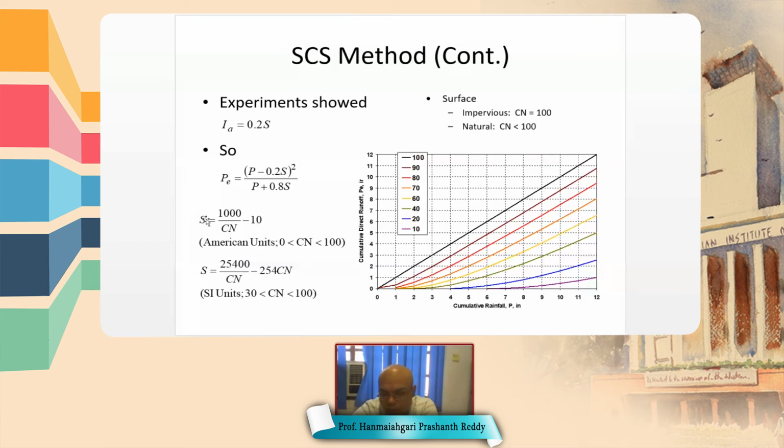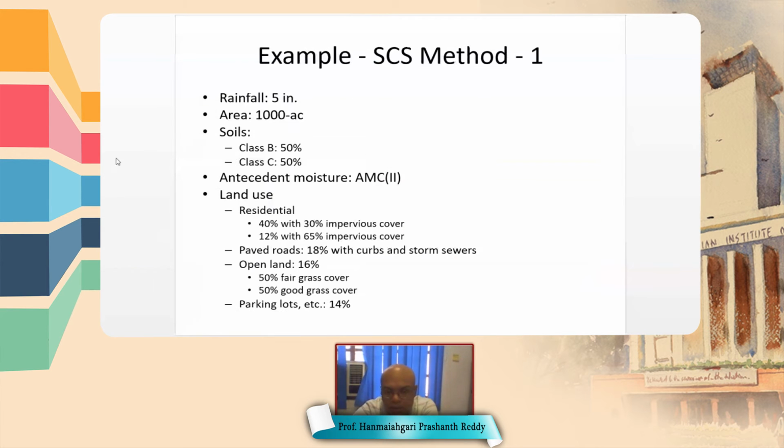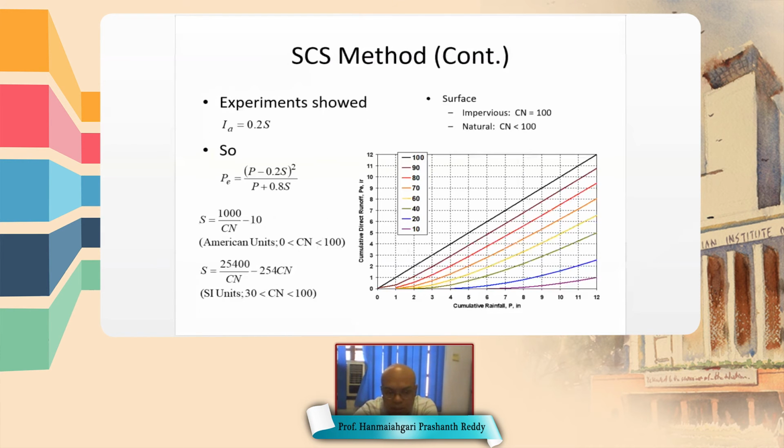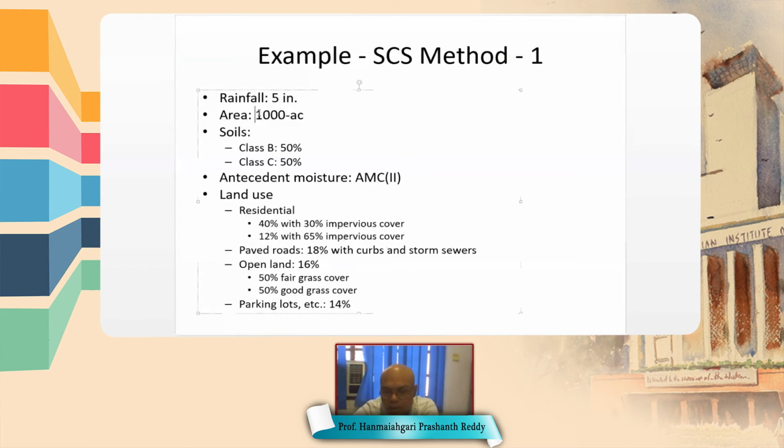Once the S value is calculated, we can substitute here, and the P value is given in the question, that is equal to 5 inch. So we can easily calculate excess rainfall. Once excess rainfall is known, we know the area of the catchment, which in this question is given as 1000 acres. So we can easily calculate runoff volume due to this rainfall in this catchment area with this given land use pattern.